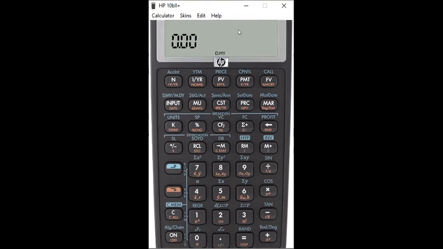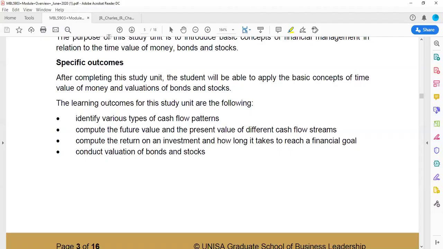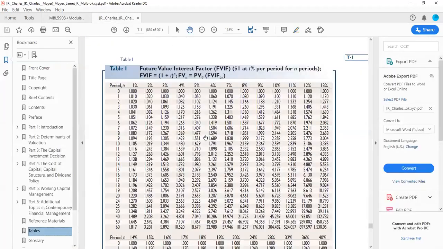The prices of these calculators are all more or less the same, but for the purposes of this module, my answers and my calculations will be based on this calculator. So as I said, we can also use tables in this module.